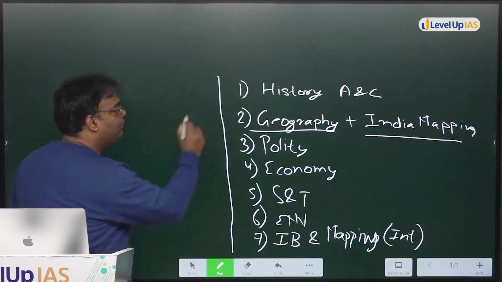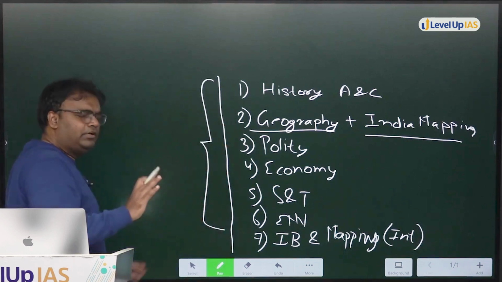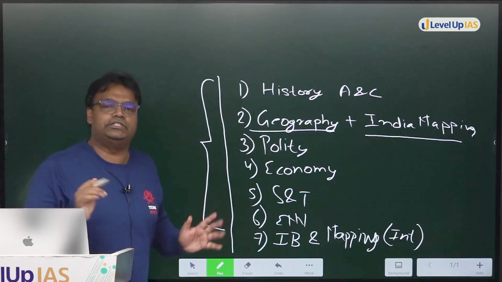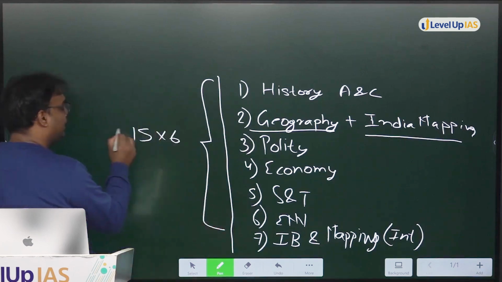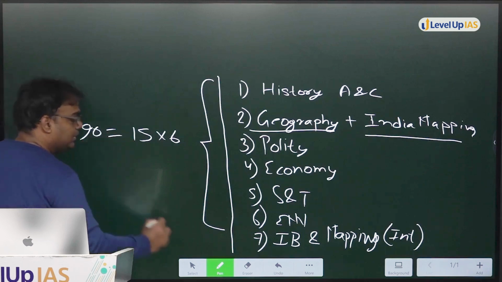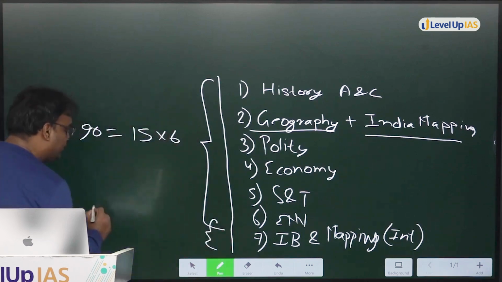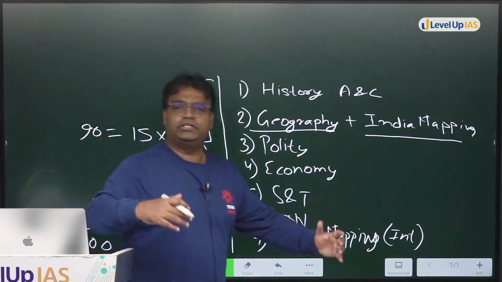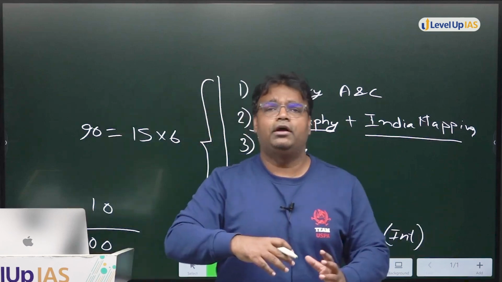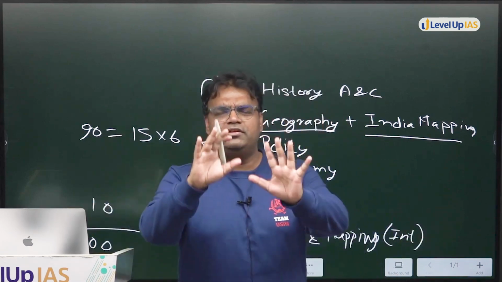And roughly what happens, from the first 6 subjects, we get roughly around 15 questions each. So you will have 15 into 6 questions, roughly 90 questions would be coming from this area. And the last one, international bodies, international mapping, roughly gives you 10 questions. So in total we get 100 questions. Now I know some of you may say, sir, economy से 18 questions आते हैं, या history से 18 आते हैं, या science से ज़्यादा आते हैं, या environment से ज़्यादा आते हैं. This is the rough number.